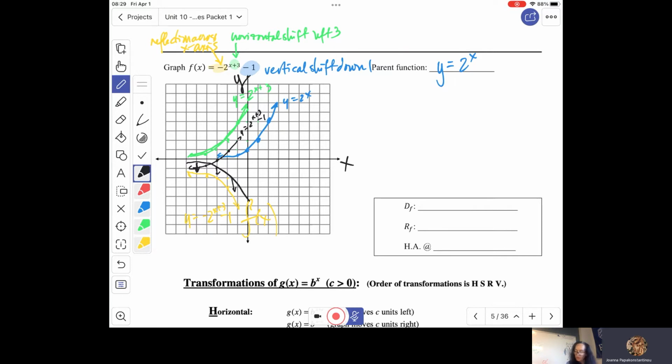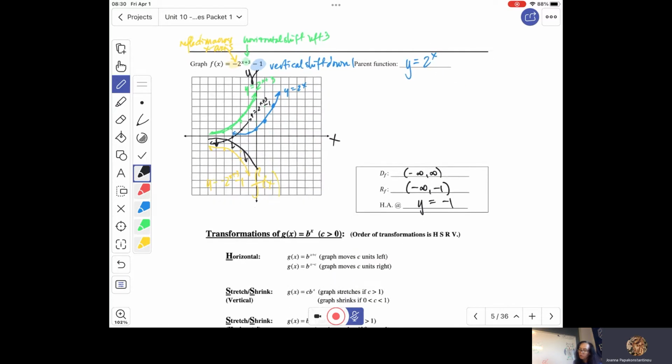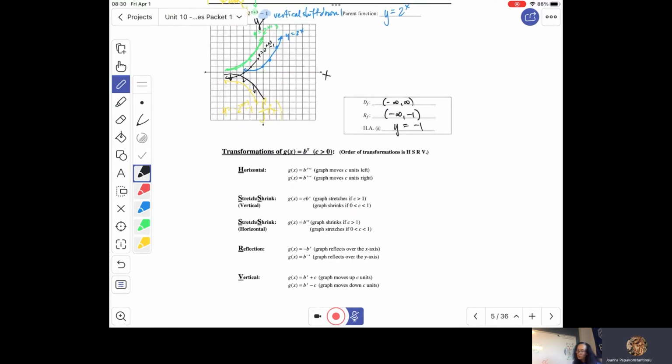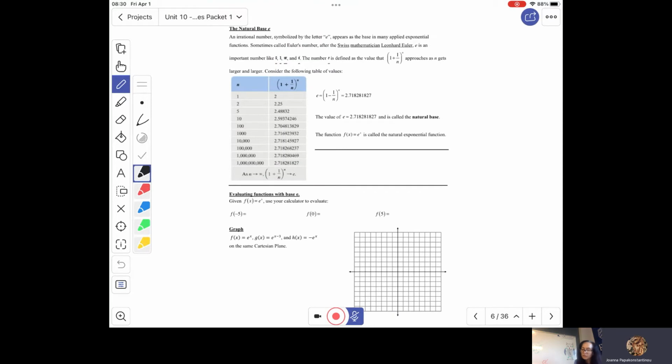What is my domain of f? It is all real numbers. That doesn't change like our polynomial functions, right? What about my range? That's beautiful. Negative infinity to -1. Yes. Excellent. And where is that horizontal asymptote? Now, if you told me your range, you should know that. That is fantastic. So again, here are your transformations. Let's talk about e.